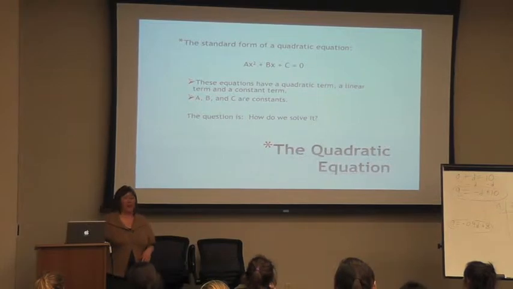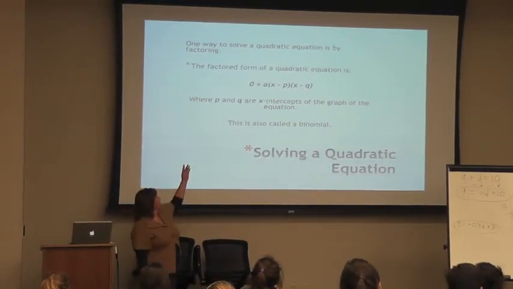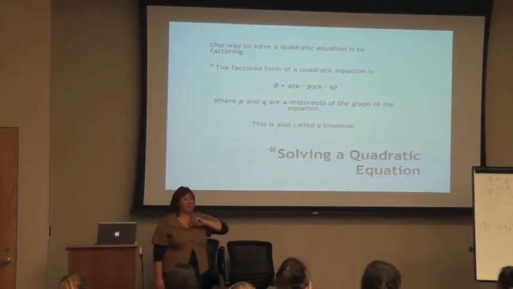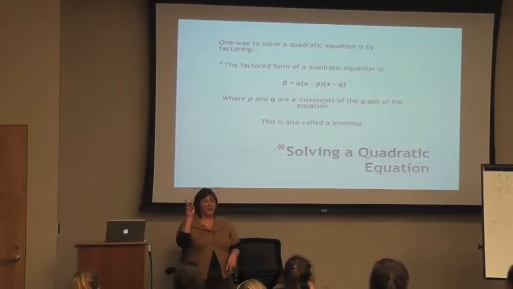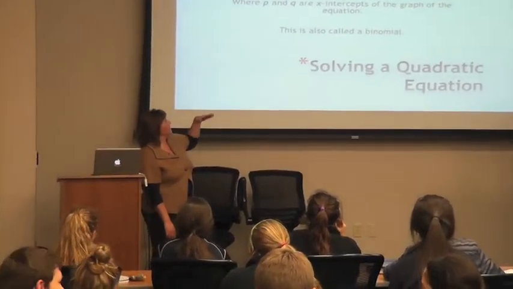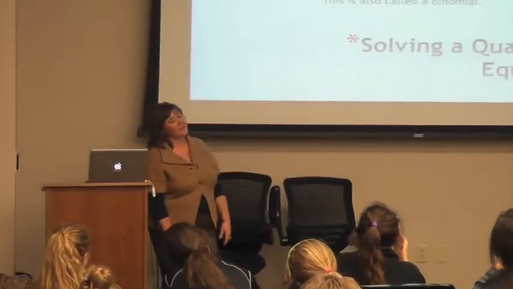We're going to start with the binomial expression. When you factor a quadratic equation, you end up with a binomial expression, which has two parts to it. In this case, it's 0 equals a times x minus p times x minus q. P and q are your x-intercepts on the graph. We have this curve, and every time it crosses the x-axis, that's what these are. And like I said, it's called a binomial.